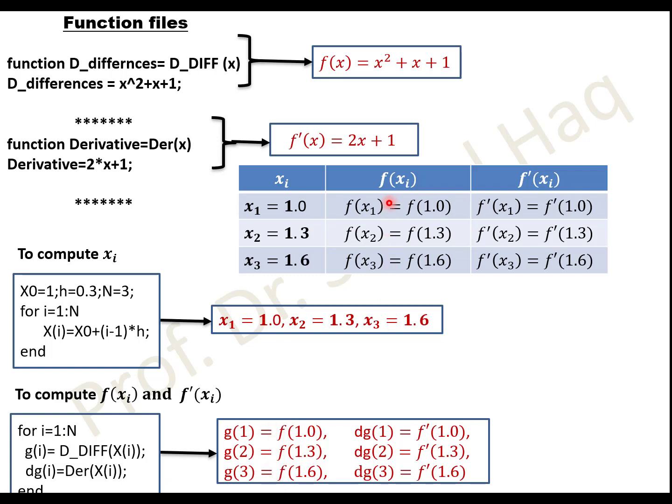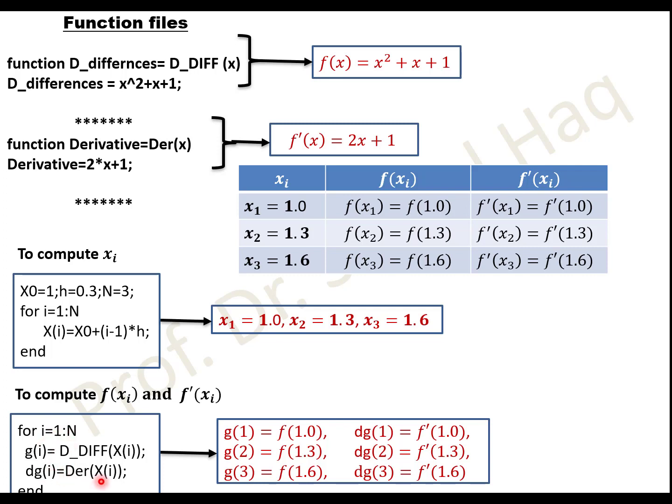In other words, this column of your data. Similarly, if you come to this line, I just denoted this by dg. It's totally up to you, whatever notation you are using. I'm taking i equal to 1, so x1 is 1. So you are calling this file. It will replace x by x1, which is 1, and will give you the value which you are storing in dg of 1, the value of the derivative at 1.